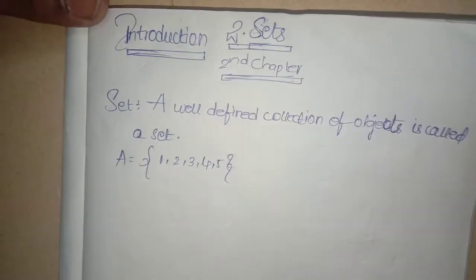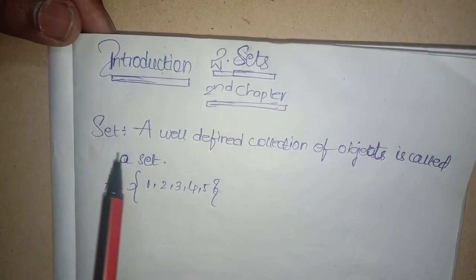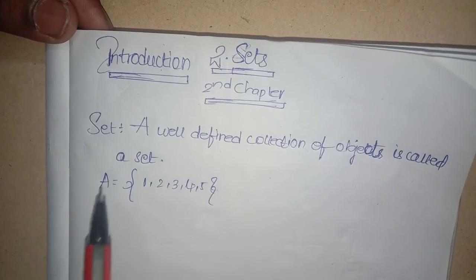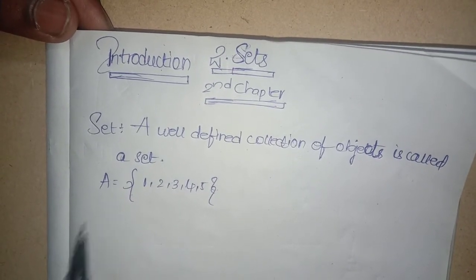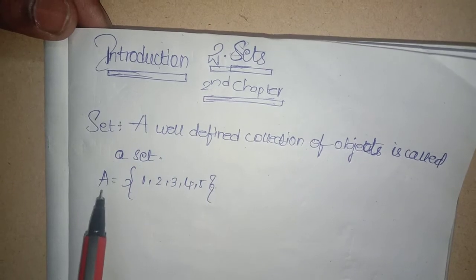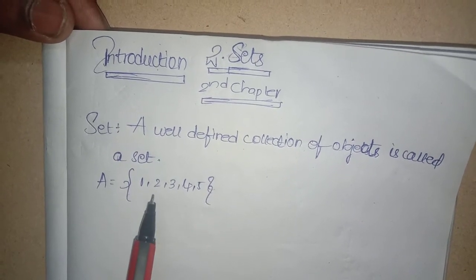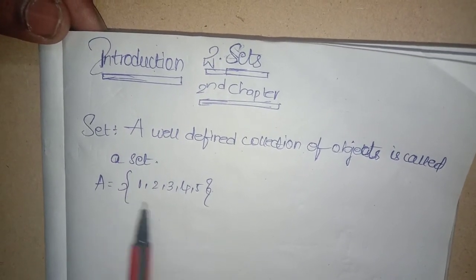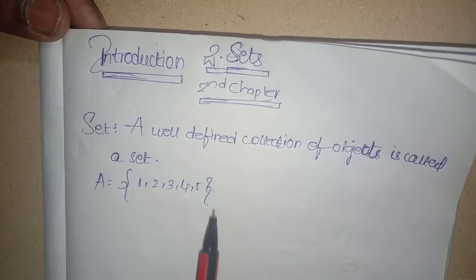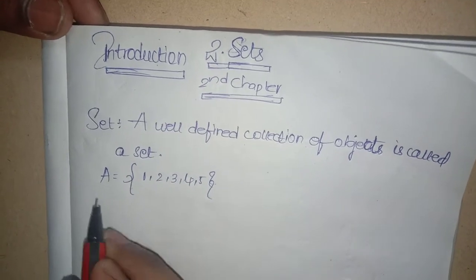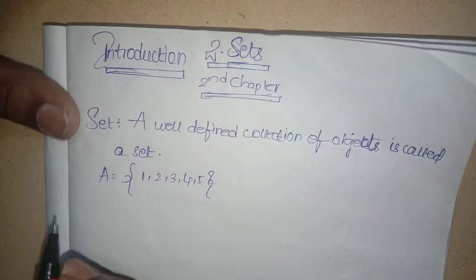Let's go into the topic. So first, what is a set? A set is a well-defined collection of objects. For example, we take an example A. A is a set which has elements 1, 2, 3, 4, 5. So a set is denoted using brackets. Next, it is expressed in two forms.